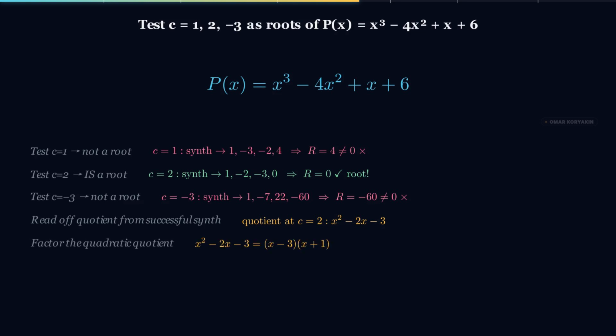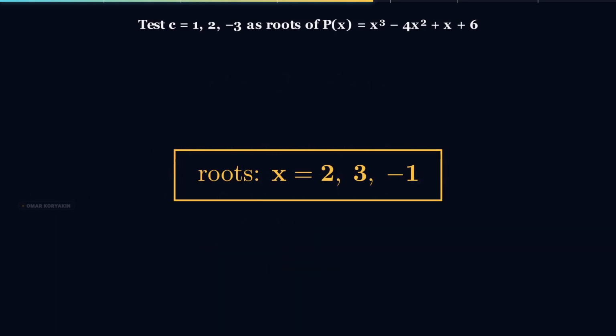Step 5. Find remaining roots. Factor the quotient further: x squared minus 2x minus 3 factors as the quantity x minus 3 times the quantity x plus 1. So the full factorization of p of x is the quantity x minus 2 times the quantity x minus 3 times the quantity x plus 1. Roots of p are x equals 2, 3, and negative 1. Three rational roots total. So the roots of p of x are 2, 3, and negative 1, found by testing candidates with the factor theorem and reducing via synthetic division.